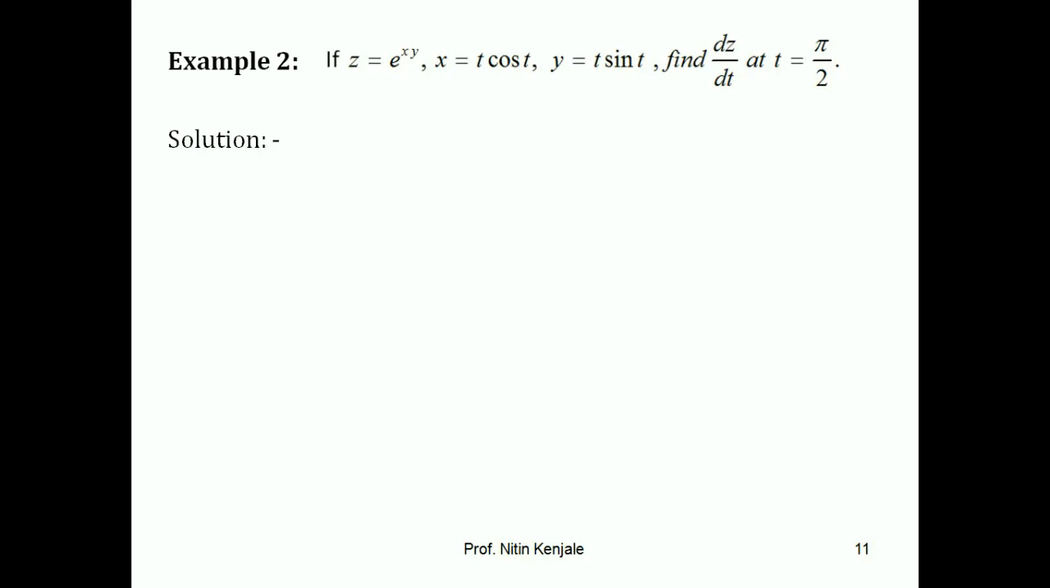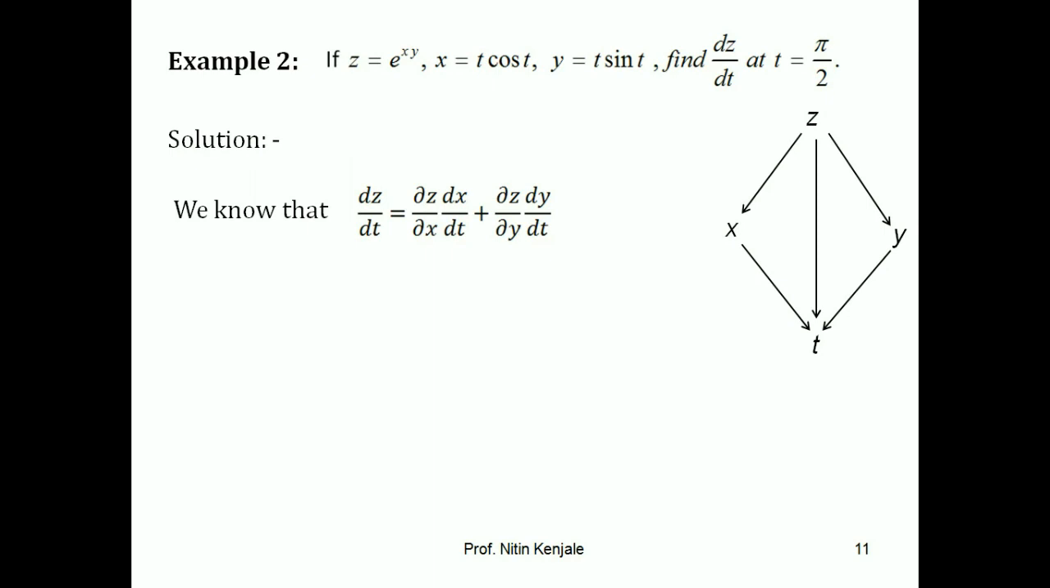Look at the solution part. Before proceeding, we draw a tree diagram. Here you can clearly see that z is a function of x and y, which are functions of t. Using this tree diagram, we can note down this formula: dz by dt is equal to ∂z by ∂x into dx by dt plus ∂z by ∂y into dy by dt.